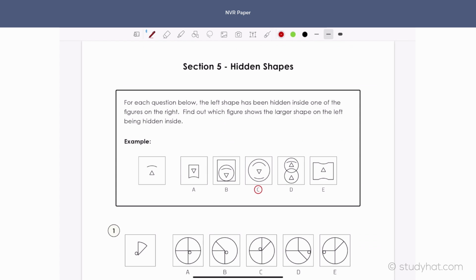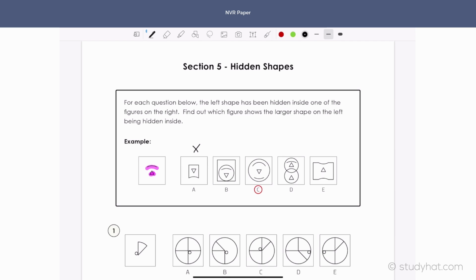Section 5. Hidden shapes. For each question below, the left shape has been hidden inside one of the figures on the right. Find out which figure shows the larger shape on the left being hidden inside. So we can see the shape that we're dealing with is this curve and this triangle, okay? And the triangle is below the curve. So clearly it's not this because the triangle is above the curve.